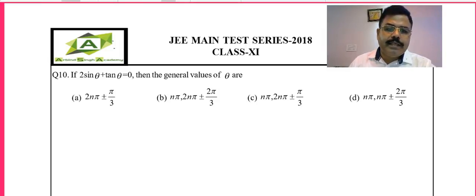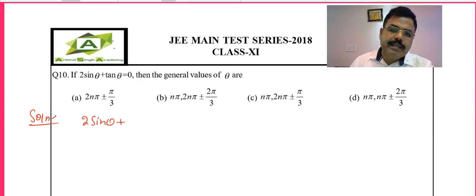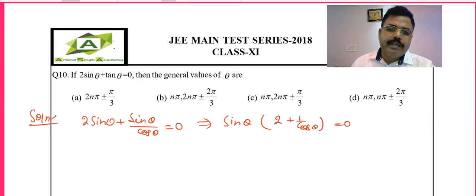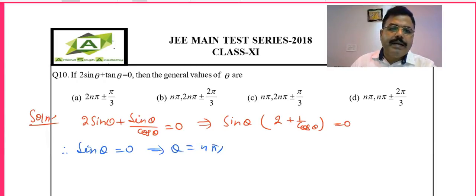2 tan theta sine theta plus tan theta, then the general value of theta is equal to... Let me write the solution. 2 sine theta, and tan theta can also be written as sine theta by cos theta. Taking sine theta as common, this will be sine theta into 2 plus 1 by cos theta is equal to 0. So either 2 sine theta is equal to 0, so sine theta is equal to 0. It means theta is equal to n pi, and the other one: 2 plus 1 by cos theta is equal to 0.